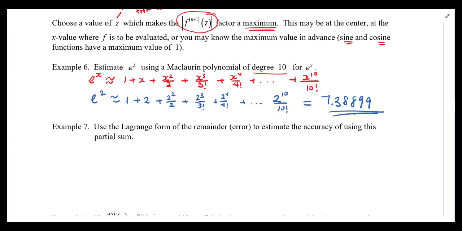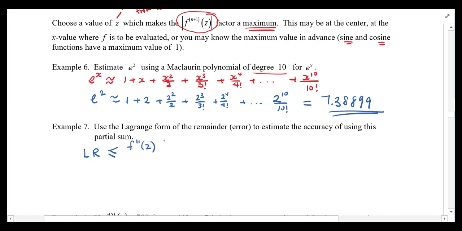Okay, so now my next question is, can you use the Lagrange form of the remainder to estimate the accuracy of this partial sum? So pretty much I want you to find the remainder, right, or the error. So the Lagrange remainder says it's going to be less than or equal to the next derivative, right? It's the 11th derivative of f, because my previous one had degree 10, and then this crazy thing z, right?